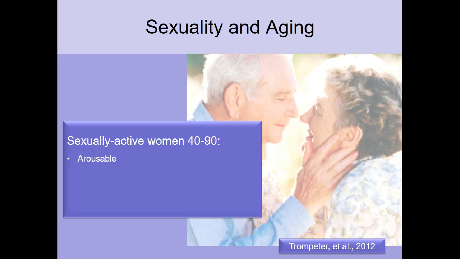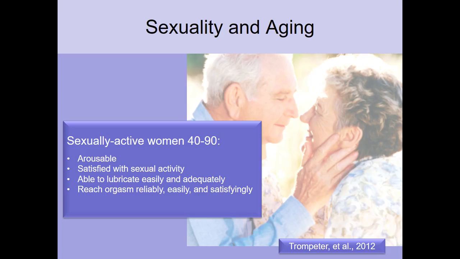What they find is that women who a lot of times are thought of as probably not that interested in sex because, gosh, you're starting to get older anyway, they're just as arousable. When they have sex, they're just as satisfied with their sexual activity as they had been when they were younger. They report that they were able to lubricate easily and adequately. So this concern that there will be less lubrication doesn't seem to be borne out. They reach orgasm reliably, easily, and satisfyingly. So for most women in this study, the changes in their body didn't really interfere with their pleasure during sex.